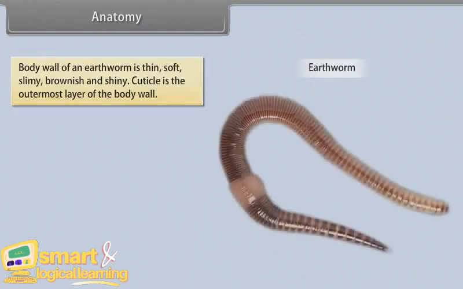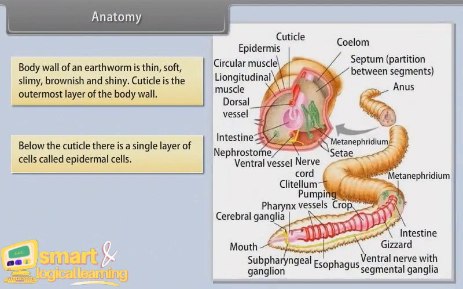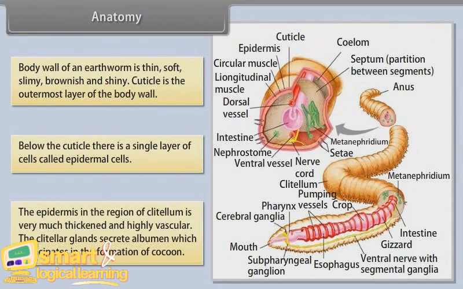Anatomy. The body wall of an earthworm is thin, soft, slimy, brownish and shiny. Cuticle is the outermost layer of the body wall. Below the cuticle, there is a single layer of cells called epidermal cells. The epidermis in the region of the clitellum is very much thickened and highly vascular. The clitellar glands secrete albumin, which participates in the formation of the cocoon.